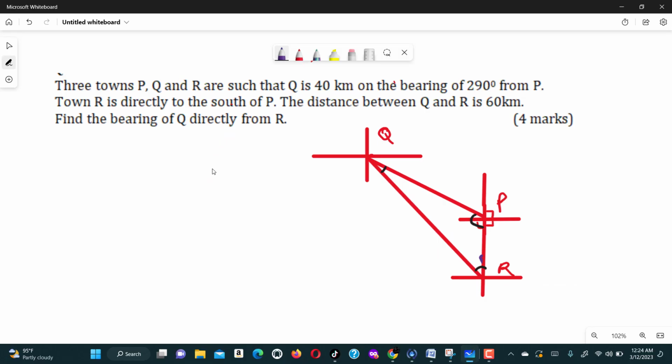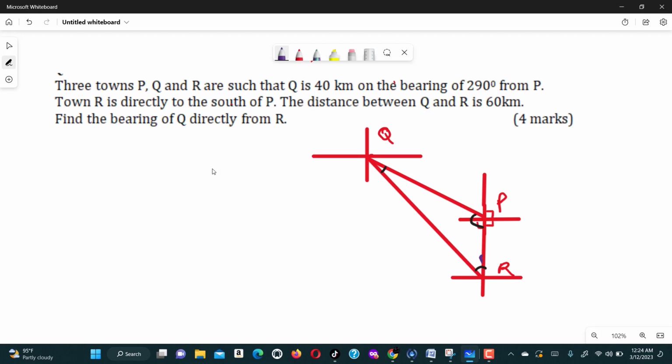So in this video we shall discuss a question related to bearing and distances, and we are going to solve this question using the sine rule. So we have got three towns P, Q and R such that Q is 40 kilometers on the bearing of 40 degrees from P. So I have tried to sketch that. I've not used the correct measurements.